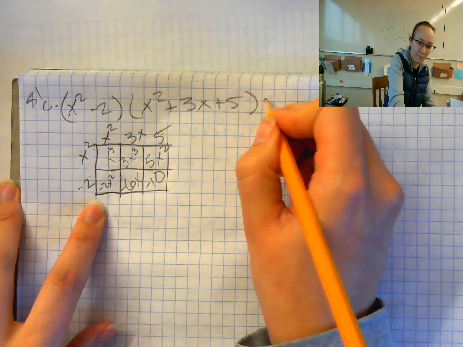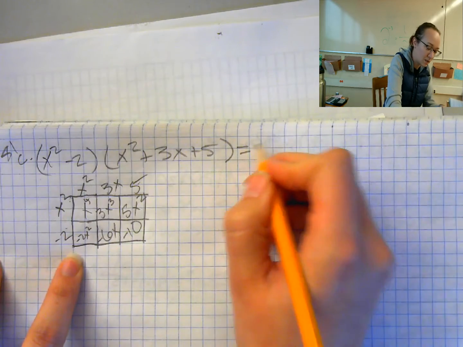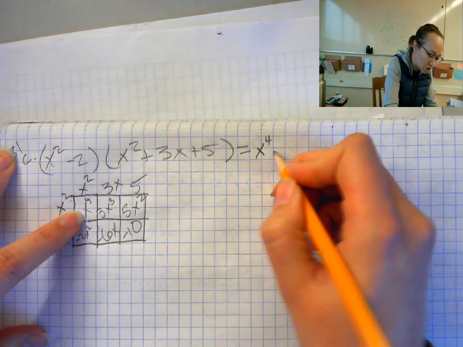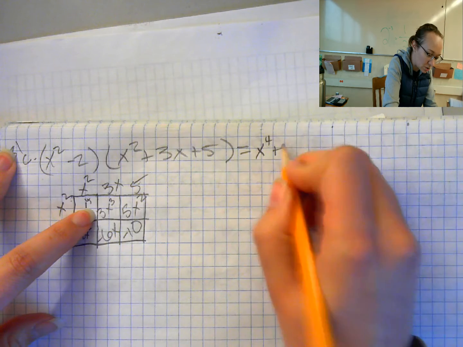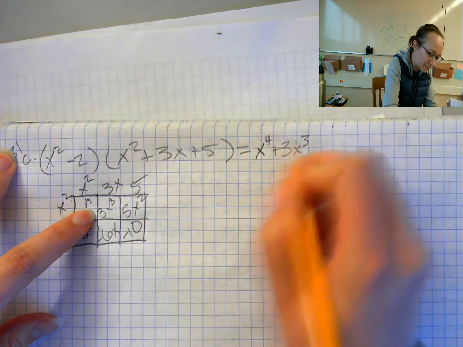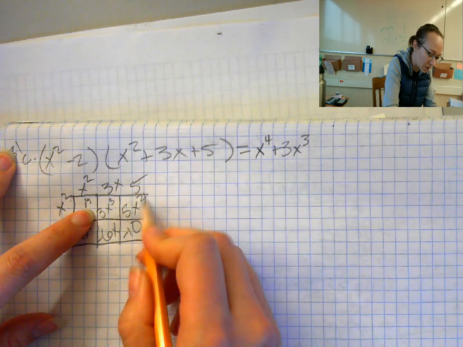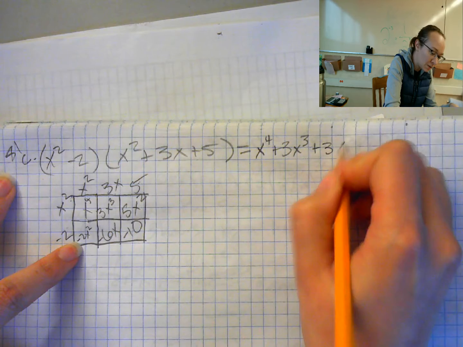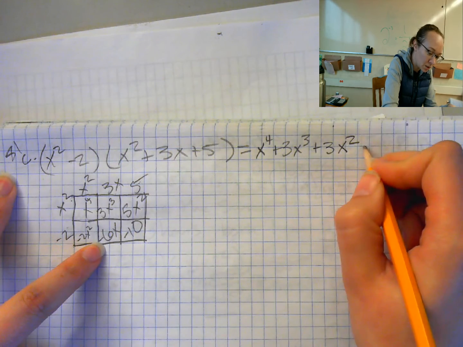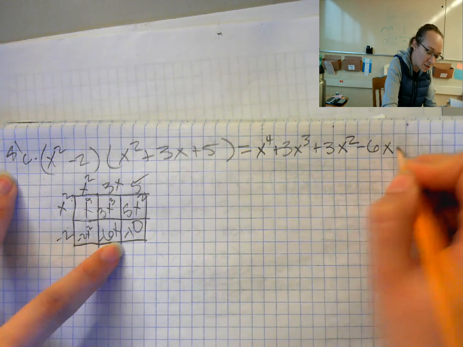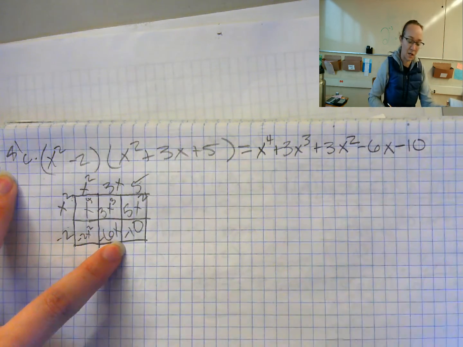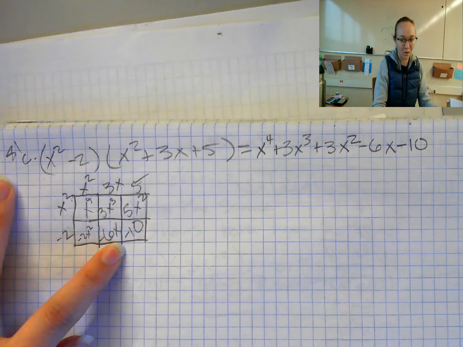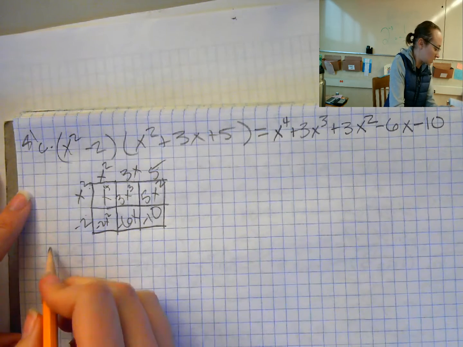Combine them all, and we're going to get x to the fourth. I'm going to put them in order just because. Plus 3x cubed. That leaves me, and then I have a 5x squared minus 2x squared, so that would be 3x squared minus 6x minus 10. Once again, order doesn't really matter. I kind of like having them in order this way though.